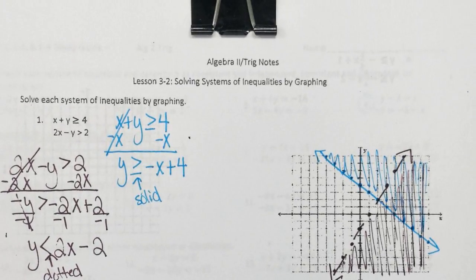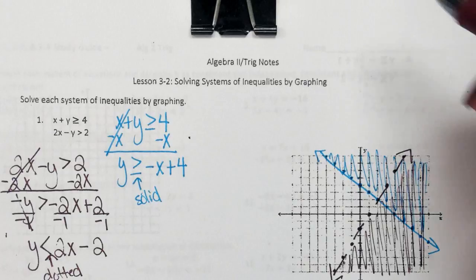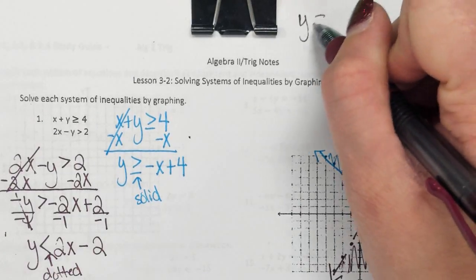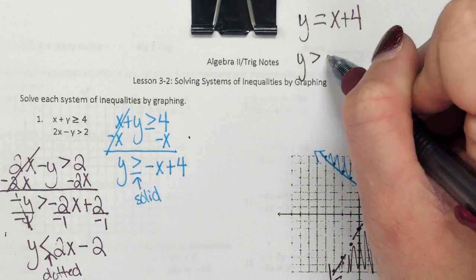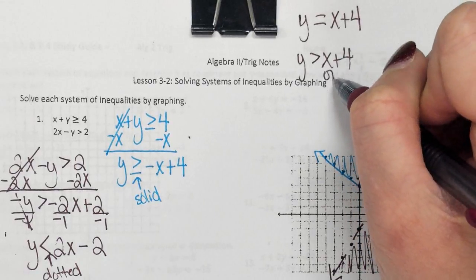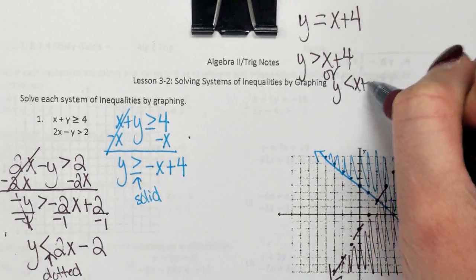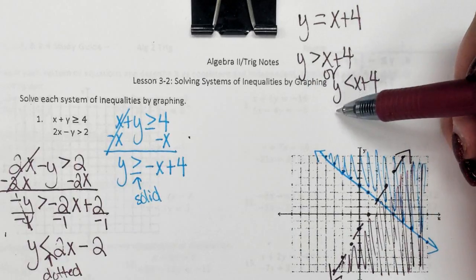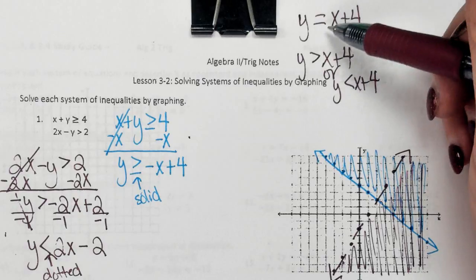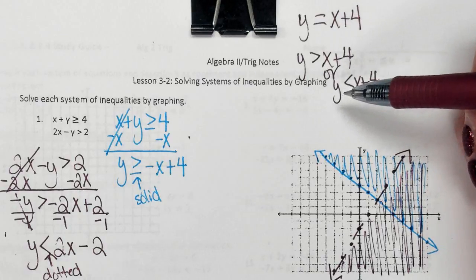Okay, now here's the deal. You got 2 different kinds of graphs that we learned. We learned like y equals x plus 4, and now we just learned y greater than x plus 4 or less than x plus 4, right? So what's the only difference between these equations? The equal and the greater than and the less than, right?